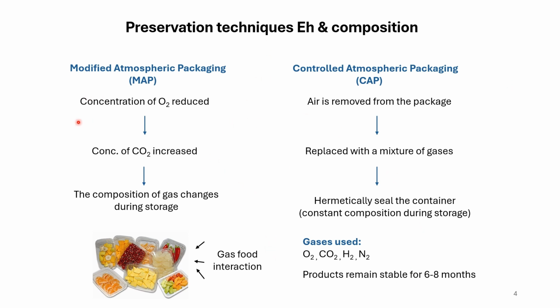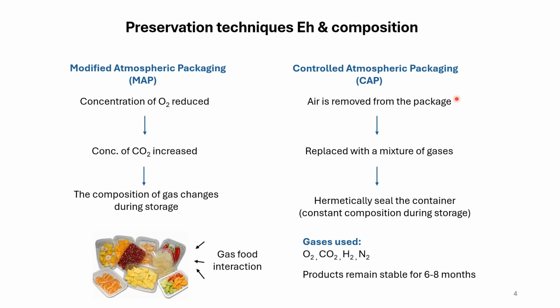Now, modified atmospheric packaging, also called MAP, your concentration of oxygen is reduced drastically during the process of packaging. Concentration of carbon dioxide is increased. Carbon dioxide is often used due to its inhibitory effect on microbial growth. What's important is that the composition of gas can change during storage due to gas-food interaction. So if it is kept for a very long time, there is gas-food interaction resulting in composition change during storage.